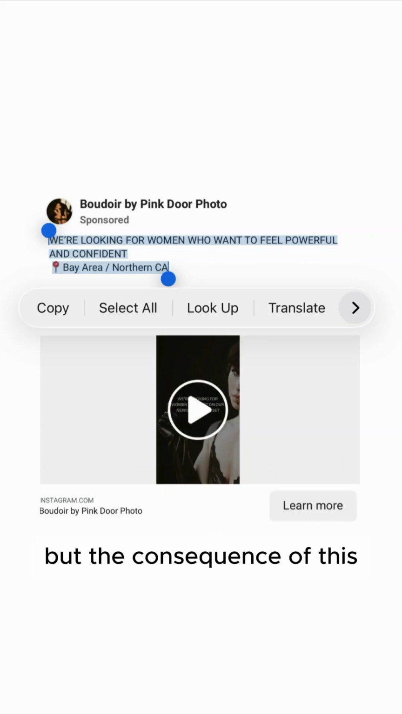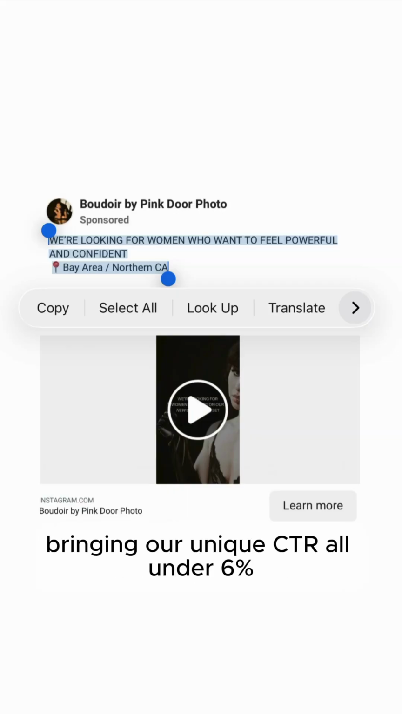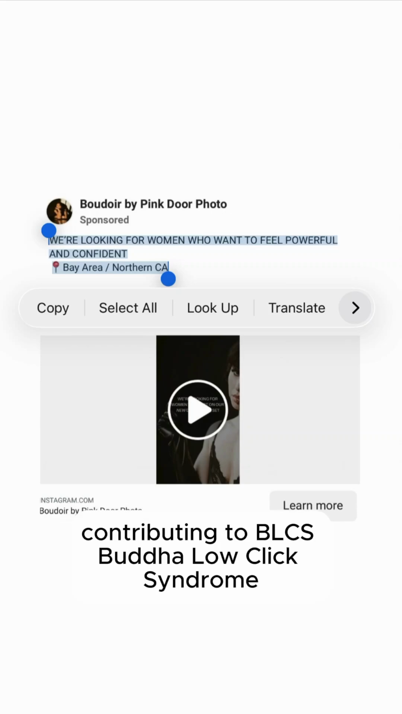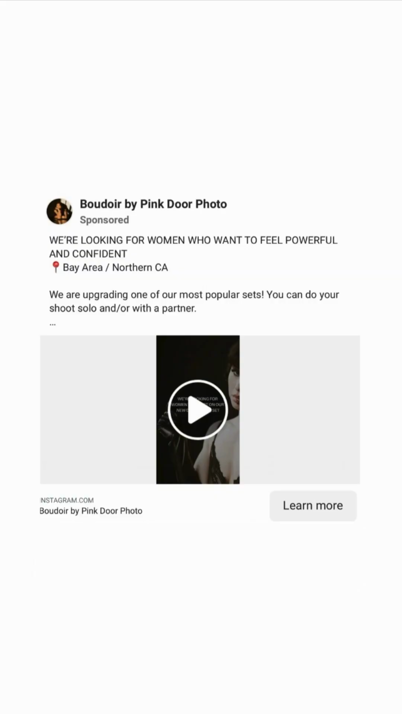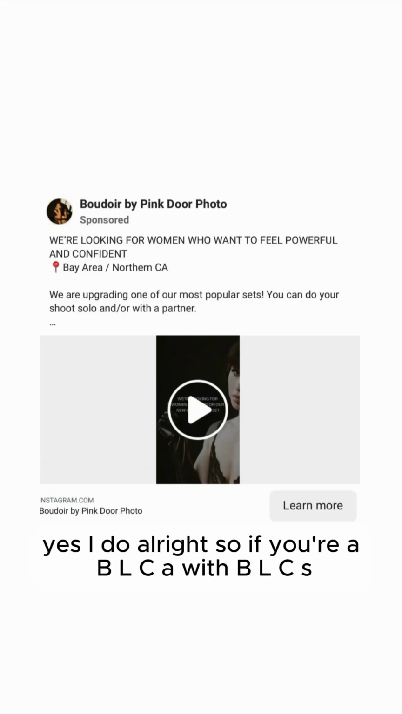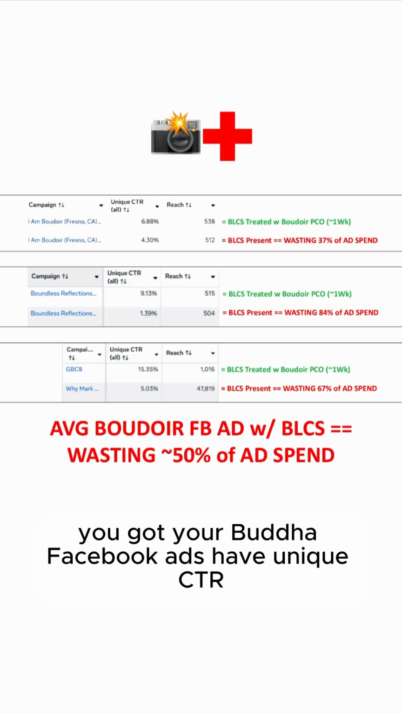But the consequence of making this mistake is way more women actually going to scroll by our Boudoir Facebook ad, not click in, going to waste that impression, bringing our unique CTR under 6%, contributing to BLCS, Boudoir low-click syndrome. So, do I believe this Boudoir Facebook ad has Boudoir low-click syndrome, aka BLCS, with a unique CTR under 6%? Yes, I do.